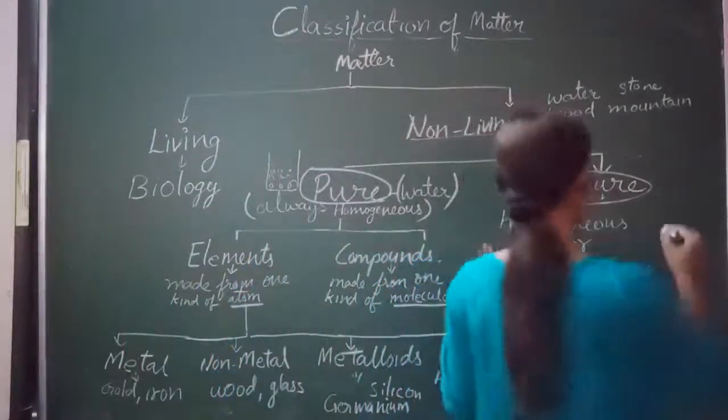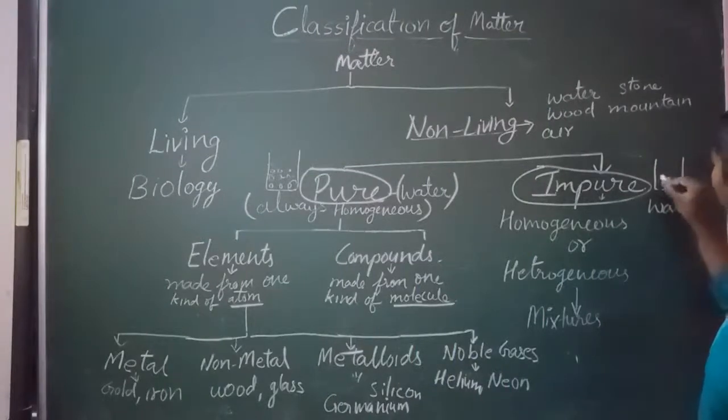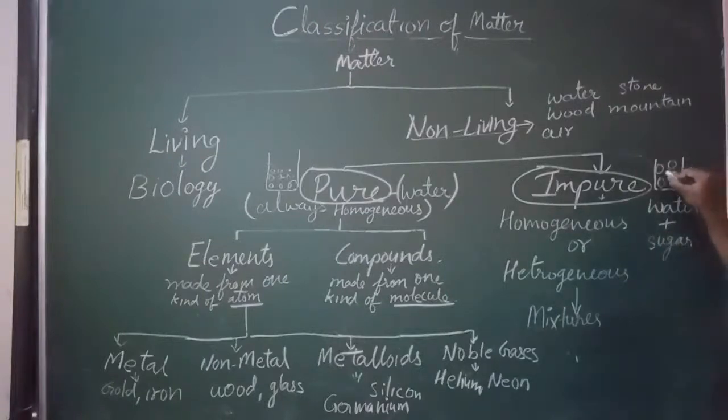Let us see example of this impure also. If I have taken water, means here H2O is present. This is H2O molecule and I am adding sugar in this, sugar or salt, so that sugar will also add in this. So in this same kind of atoms are not present, or same kind of molecule or particles are not present. Two kinds of atom or particles are present. That's why it is not pure, it is impure.